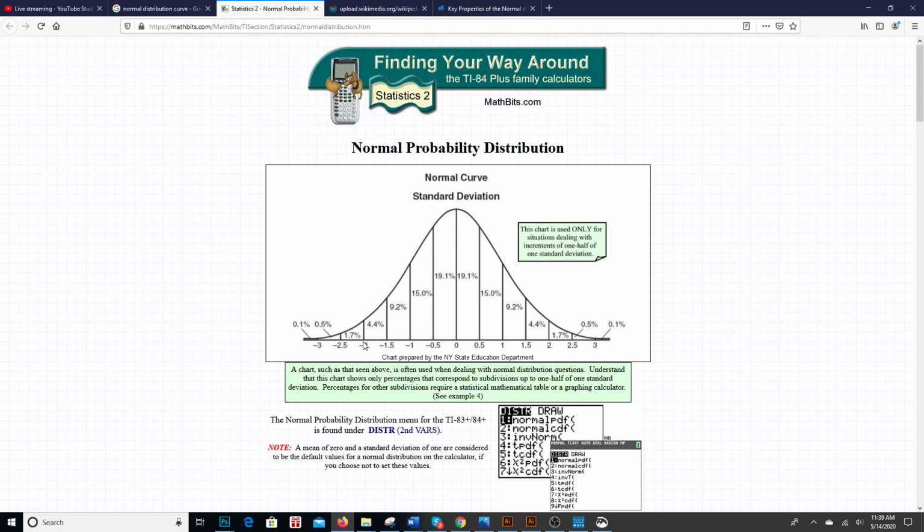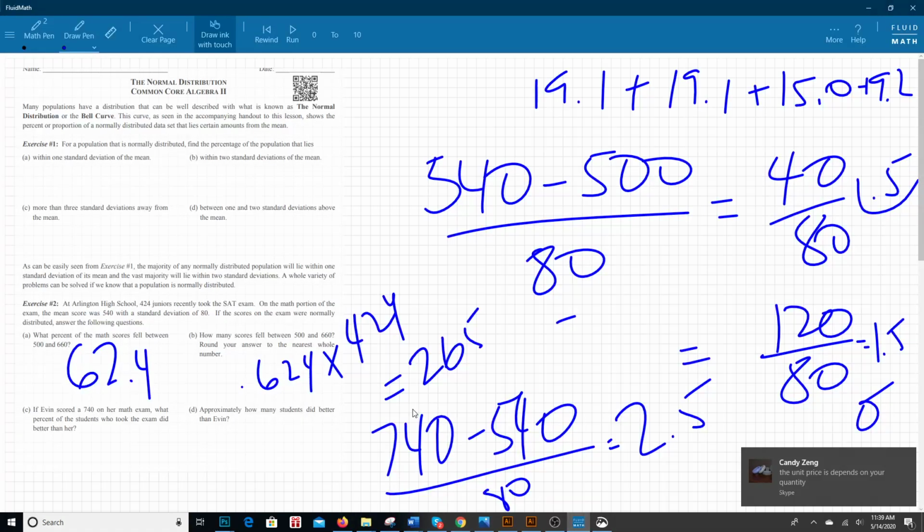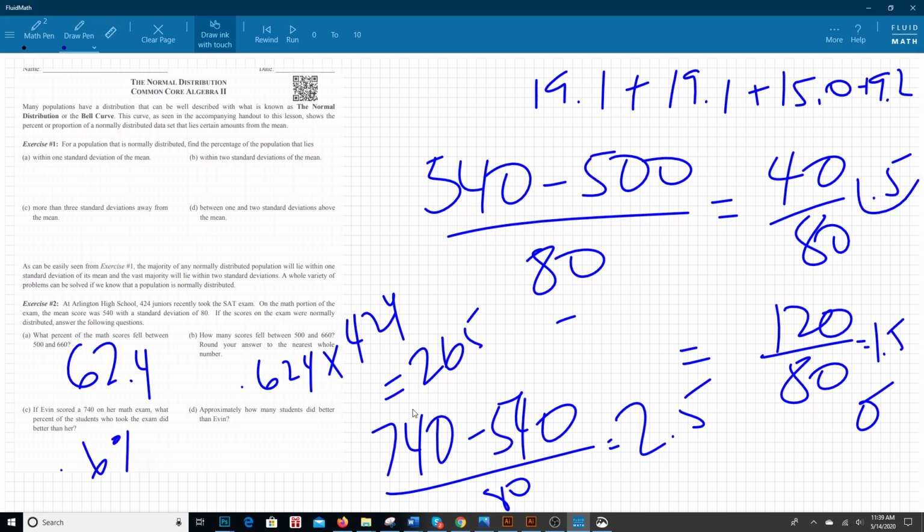And D says, okay, so that's easy. It's 0.6 times 424, right? Which is roughly around 3. So this is 0.6, which is going to give you about 3. All right? Any questions on this?